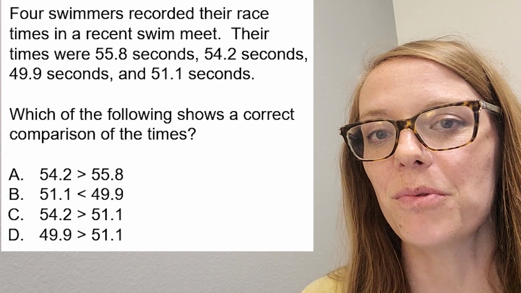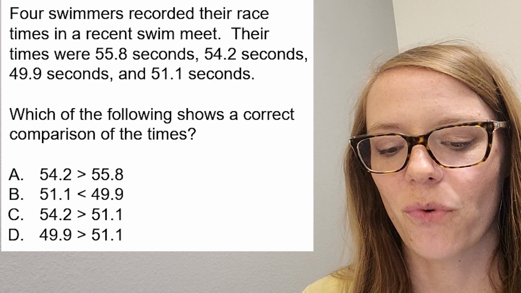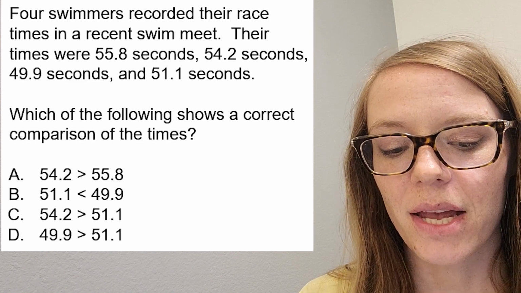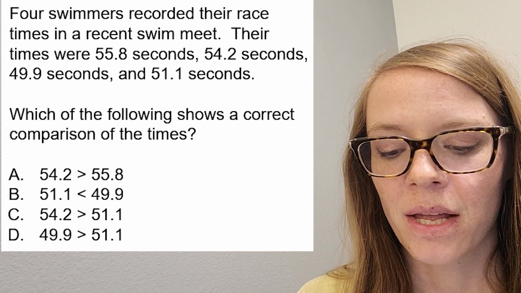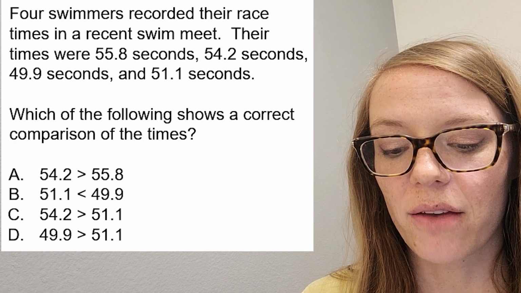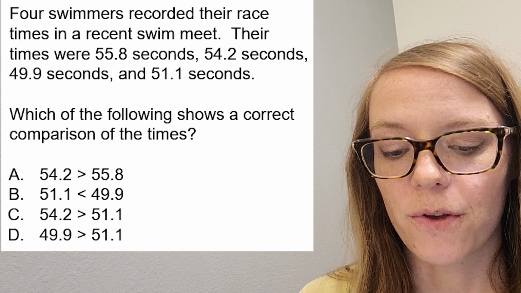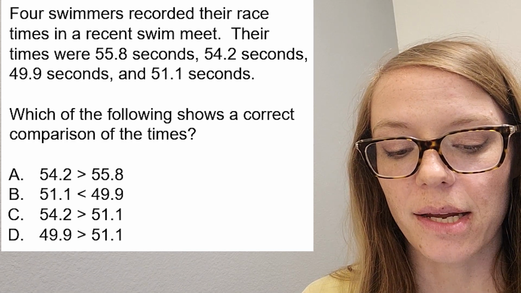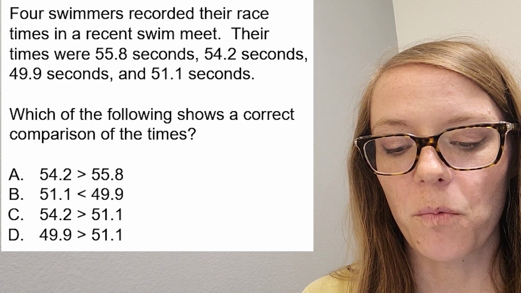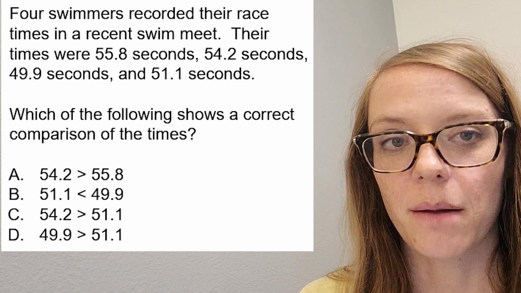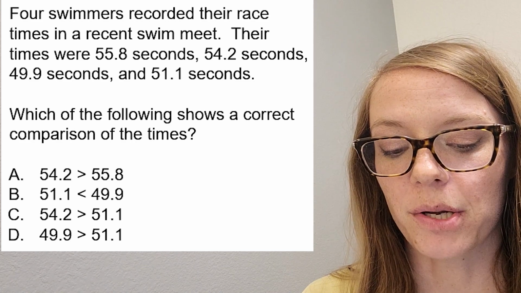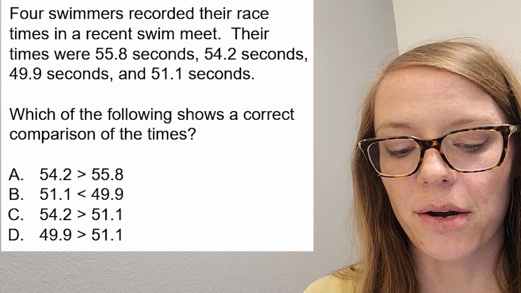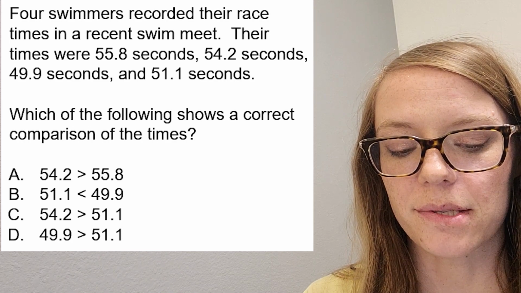So let me read it through once. It says 4 swimmers recorded their race times in a recent swim meet. Their times were 55.8 seconds, 54.2 seconds, 49.9 seconds, and 51.1 seconds. Then I'm going to read the question. That's really important. Which of the following shows a correct comparison of the times?